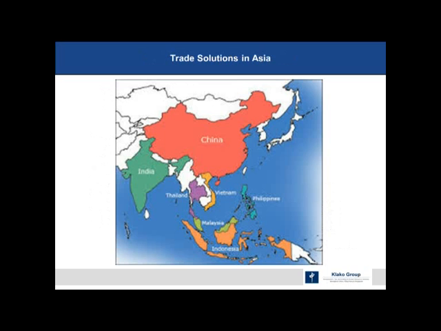So, trade solutions in Asia. I tried to find a map that would actually fit all of Asia inside. Unfortunately, I couldn't fit Australia, but Australia is part of the Asia-Pacific region and should be considered in this. I've highlighted the key countries where most manufacturing is occurring. Smaller countries like Cambodia and Myanmar are picking up tremendously, and there are a lot of government incentives promoting manufacturing in those countries. But this gives you an idea of the region, the extent of the region, how big it is, and how you need to develop your plan.